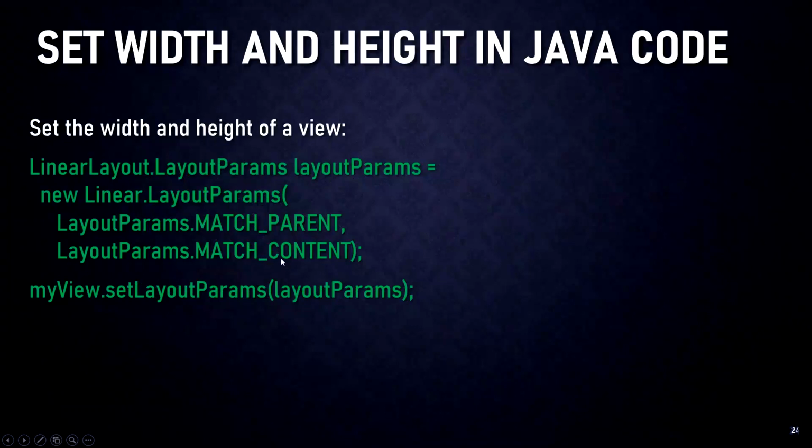Wrap content means the width or the height of that view should be based on the text that you provided for that view. So if you are creating a button and you specify the width as wrap content, it will depend on the text you set for that view. If your text is very long, the width of that button will depend on that text. That means wrap content. Match parent means it will take the width or height of the parent view. Okay.